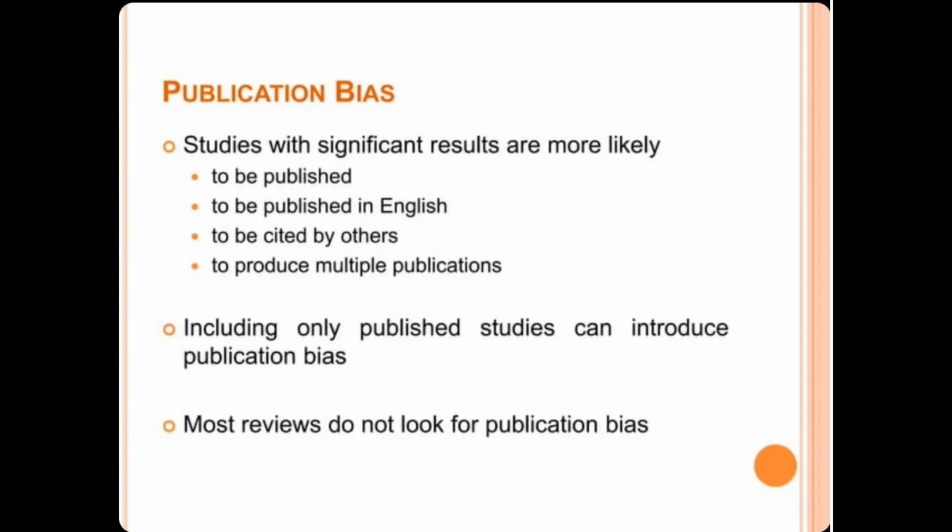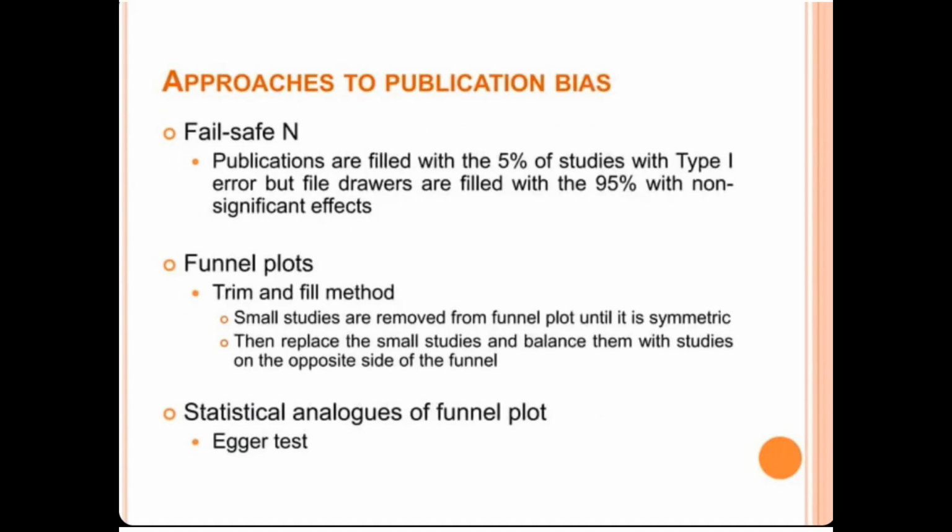We also have to consider publication bias. Studies with significant results are more likely to be published in English, to be cited by others, and to produce multiple publications, and including only published studies can introduce publication bias. Most reviews do not look for publication bias. One approach to publication bias is the fail-safe N.